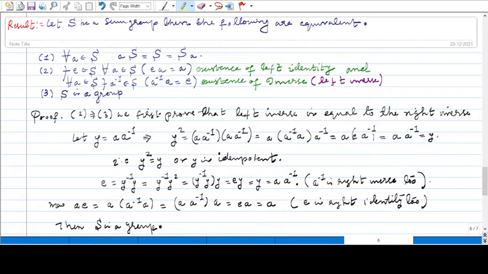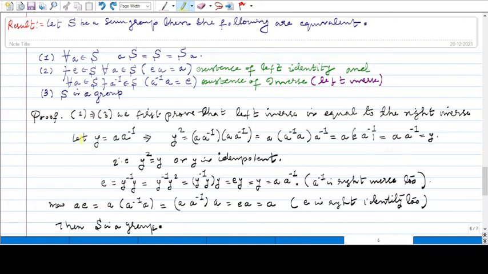First we are going to prove 2 implies 3. You can prove it another way, but I have just taken it like this. What I'm going to prove is that the left identity is indeed the right identity, and also the left inverse is the right inverse. So we assume that there exists a left identity and a left inverse for every element in S. First we are going to prove that the left inverse is equal to the right inverse.